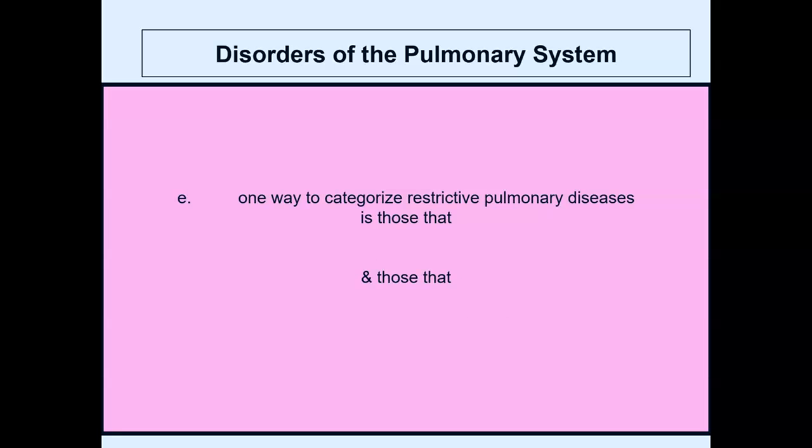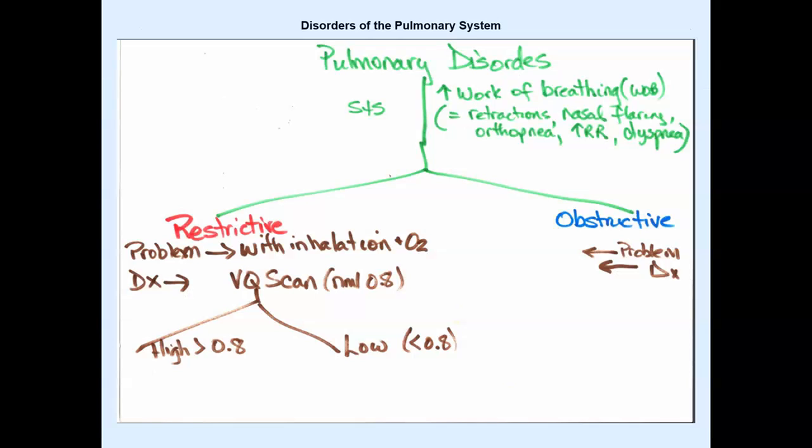That means that we're going to further categorize our restrictive pulmonary disorders or diseases into those that cause a low VQ and those that cause a high VQ. And this is my crude drawing of how we have it all put together.